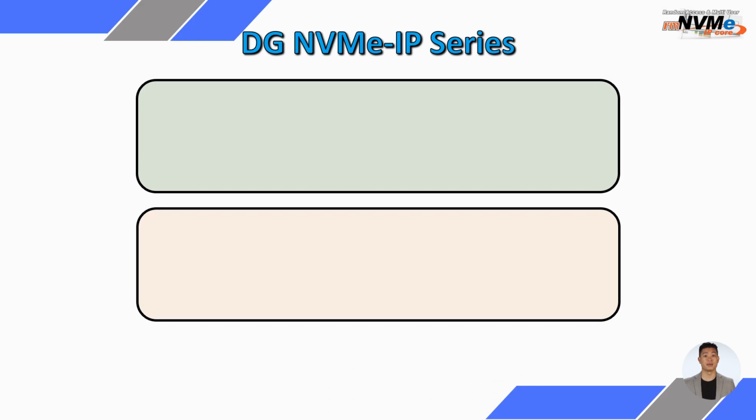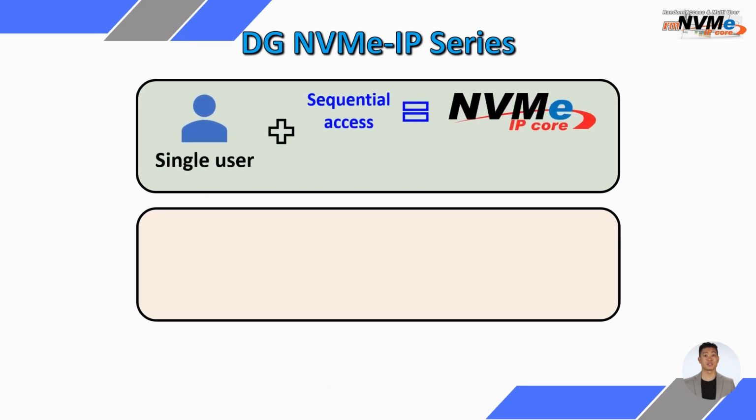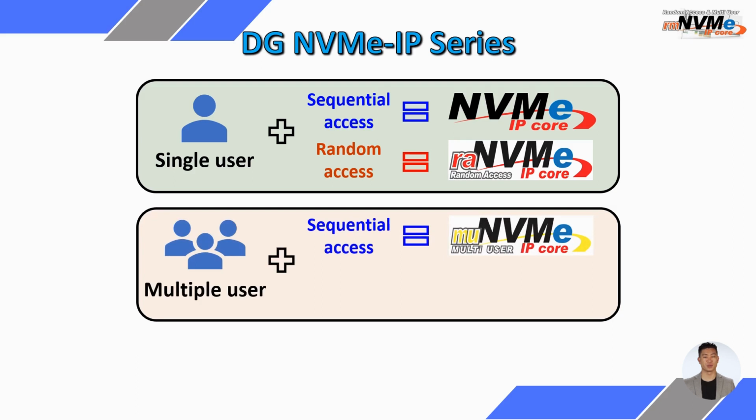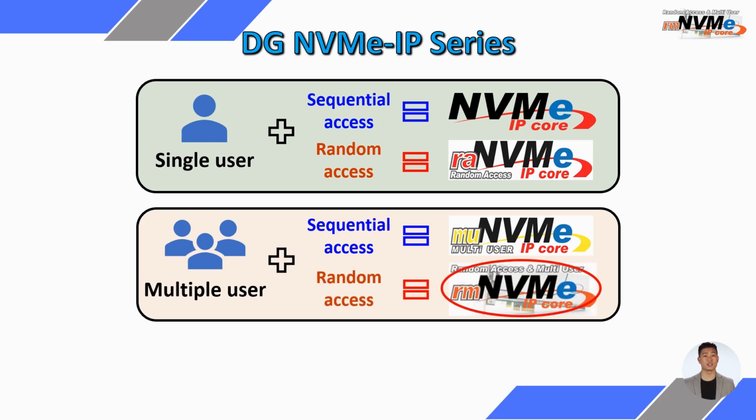Many NVMe-IP products are proposed by Design Gateway to match with various system requirements. First is the NVMe-IP, which is the standard IP that has one user interface and achieves the highest write and read performance by using sequential access. Second is the rmNVMe-IP, which has one user interface but supports random access. Third is the munVMe-IP, which has many user interfaces for sequential write and read with high performance. While the latest IP is our rmNVMe-IP, which can support both multiple users and random access.